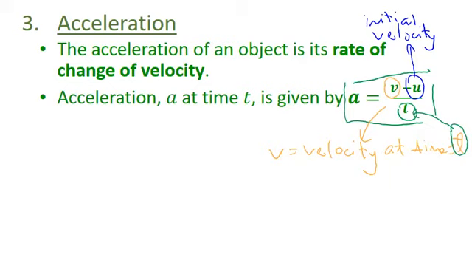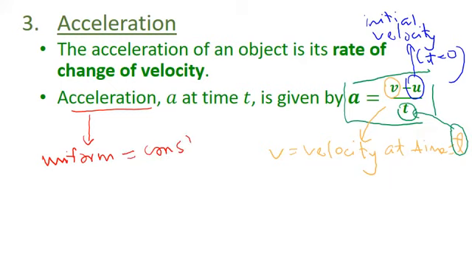This initial velocity will be at t equals 0. Be mindful that this equation only works if your acceleration is uniform. Uniform is a fancy word for constant.